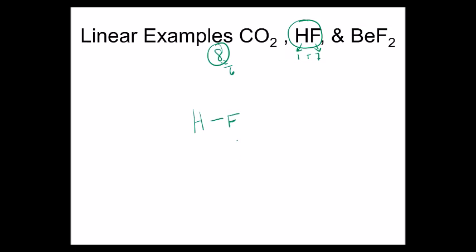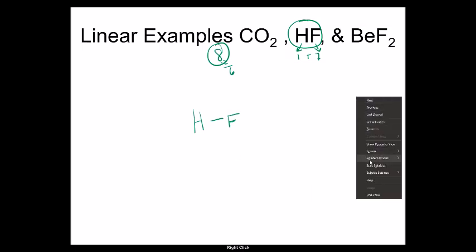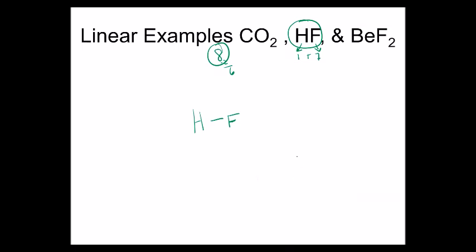So where are those 6 going to need to go? Around fluorine, because fluorine needs more. Hydrogen's already there with its shared pair, so it already looks like helium. So this would be our diagram of our Lewis dot structure.